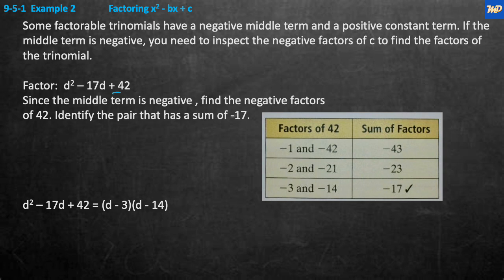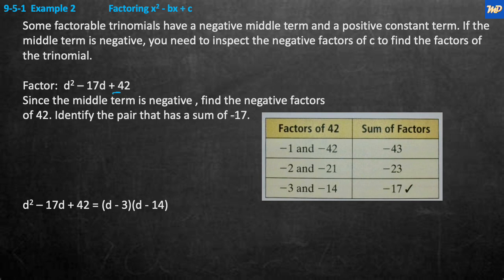So as we go down in the little table here, we see we have a negative 1 and a negative 42. Well, that's negative 43. We want 17. We have a negative 2 and a negative 21, which gives us a negative 23. Doesn't get us there, but we have a negative 3 and a negative 14, because 14 times 3 is 42, and the sum gives us negative 17. So there's our numbers. That's how we're going to factor this.